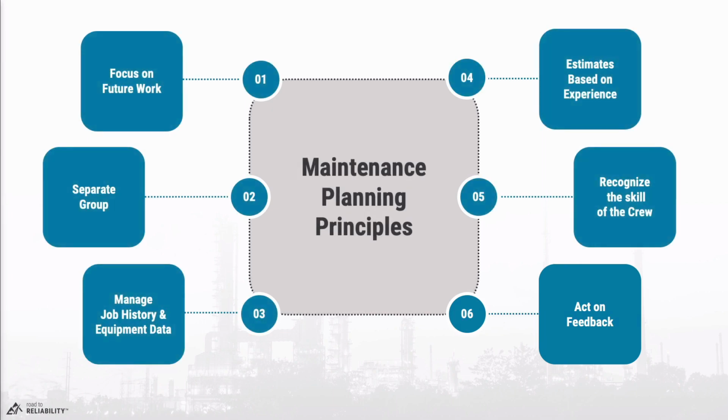And that were the 6 principles of maintenance planning, which in summary were: Principle 1, focus on future work. Principle 2, have your planners in a separate organizational group. Principle 3, make sure your planners maintain a library of equipment data and job history. Principle 4, develop job duration estimates based on experience. Principle 5, plan whilst recognizing the skill of your crew. And finally, Principle 6, act on feedback, and realize that planning is a cycle of continuous improvement. Now, in the rest of this lesson, we will look at each of these 6 principles in a lot more detail.